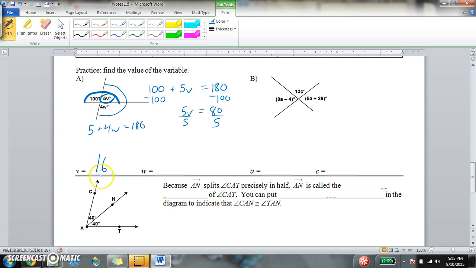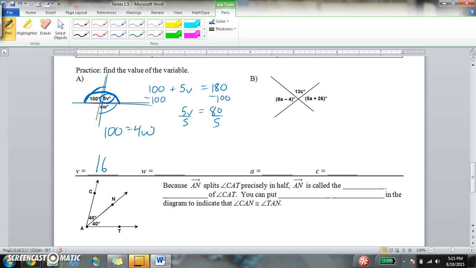It equals 5V degrees, so I would have to multiply 5 and 16 to get that angle right there. A simpler way to do it would be if I said, well, this angle right here and 100, this angle right here, are vertical angles. They make an X together. Therefore, I know they're congruent to each other.